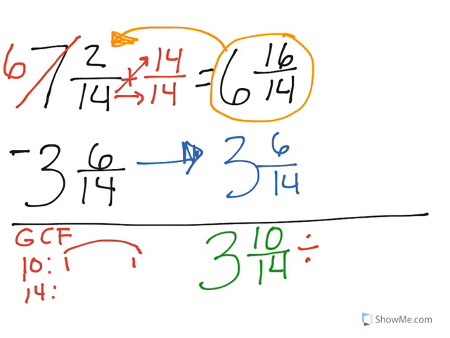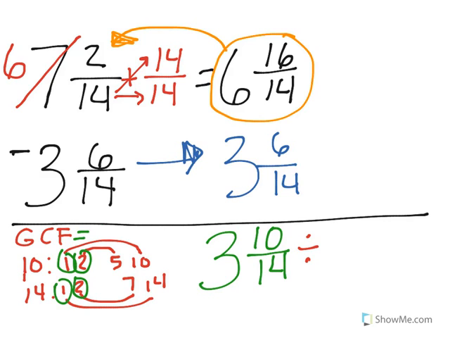So we have 1 times 10 is 10. 2 times 5 is 10. And if we do 14, 1 times 14 is 14. 2 times 7 is 14. And so when we look for our common factors, we have 2 in common, 1 in common, but that's it. So my greatest common factor is 2. So I'm going to divide my numerator and denominator by 2 halves. And I get my final answer as 3 and 5/7.